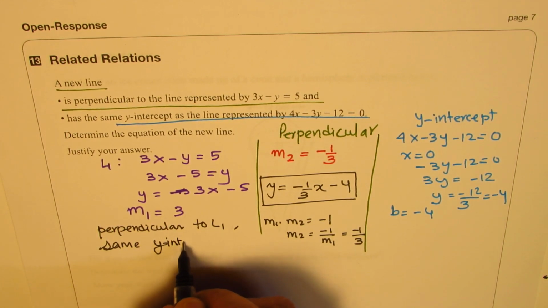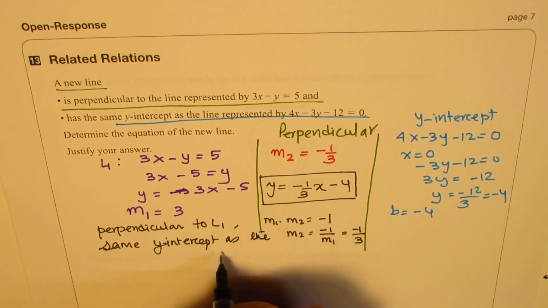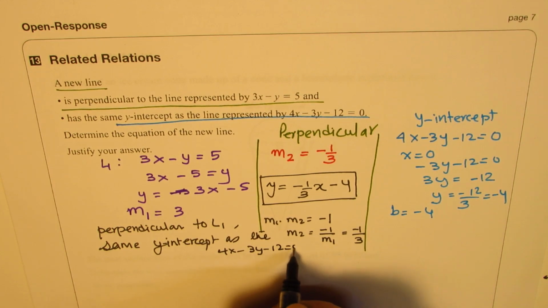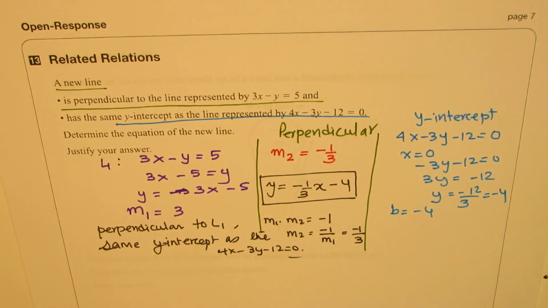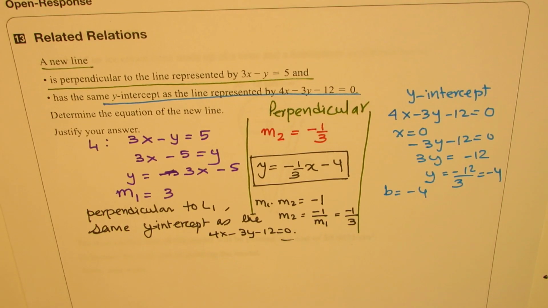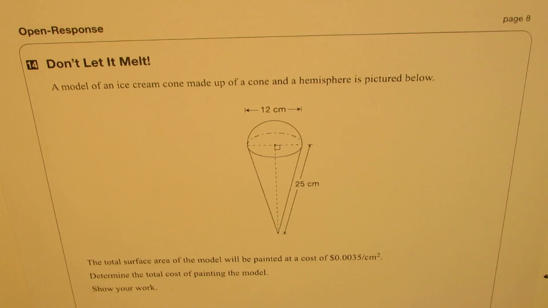The second thing which you also proved is that it has the same y-intercept as the line 4x minus 3y minus 12 equals 0, right? So these are the reasons why our answer is perfectly fine. So I hope that is absolutely clear. So whenever you have an open response question, you need to justify and write your answer in detail. I hope that is perfectly fine.